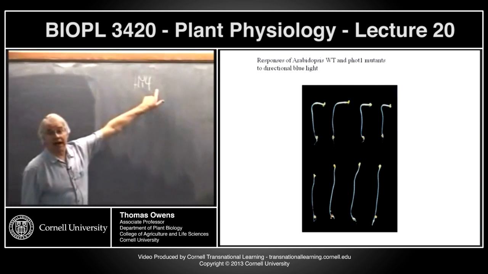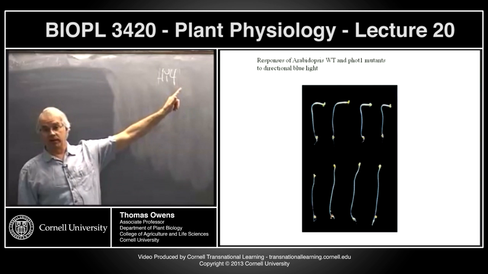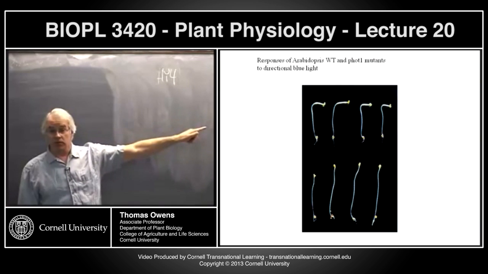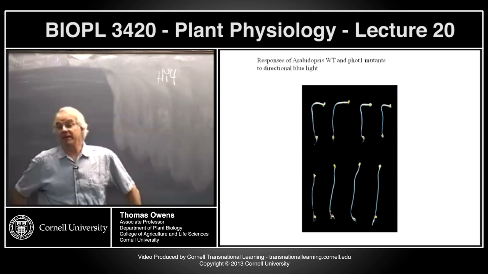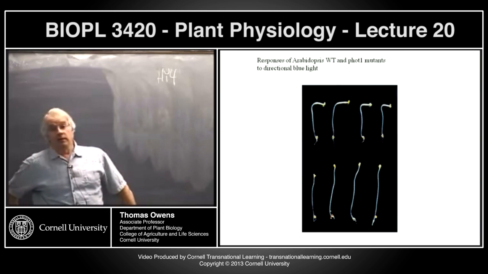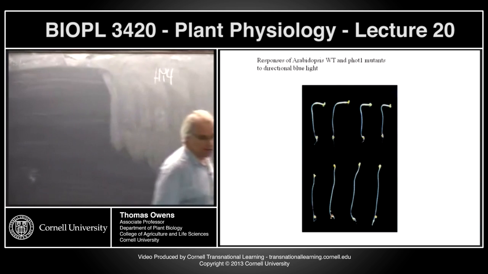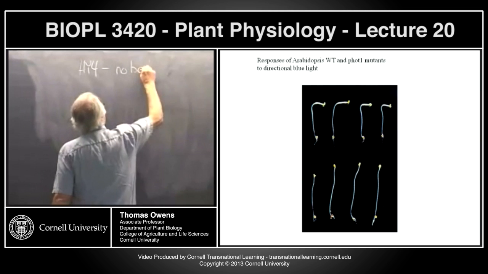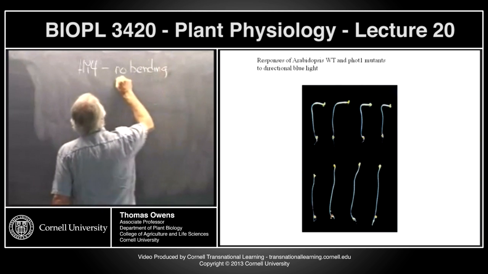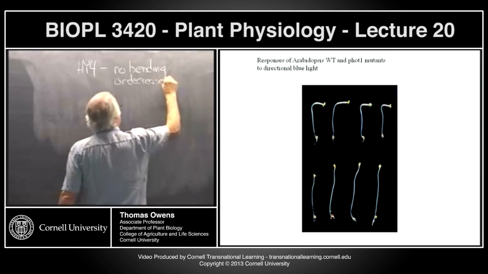First of all, the hy mutants were a class of mutants that were discovered because they don't show light-dependent phenomena. We actually talked about the hy1 mutant when we were talking about phytochrome. It's missing some phytochrome stem elongation phenomenon. Hy4 turns out to be related to a blue light response. Okay, so in the hy4 mutants, there's no bending or decrease in stem elongation.